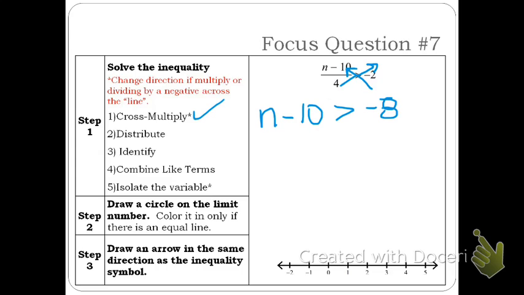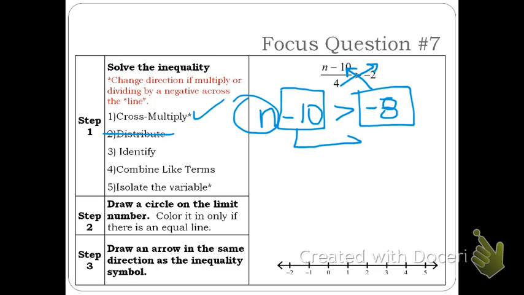Then, so I'm done with cross multiplying. There's no parentheses, so I don't need to distribute. Ready to identify my terms. I have a variable here, a constant here, and another constant here. I need to move this constant to the other side so that I can combine it with the 8. Write a plus 10.